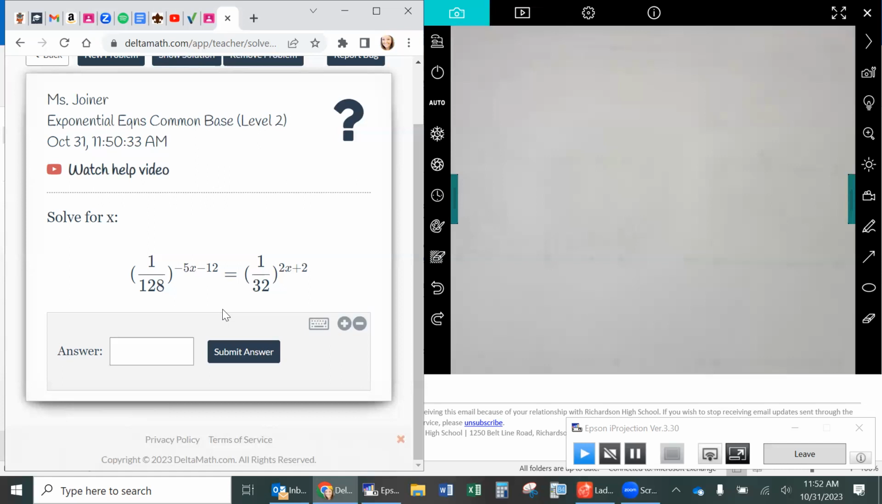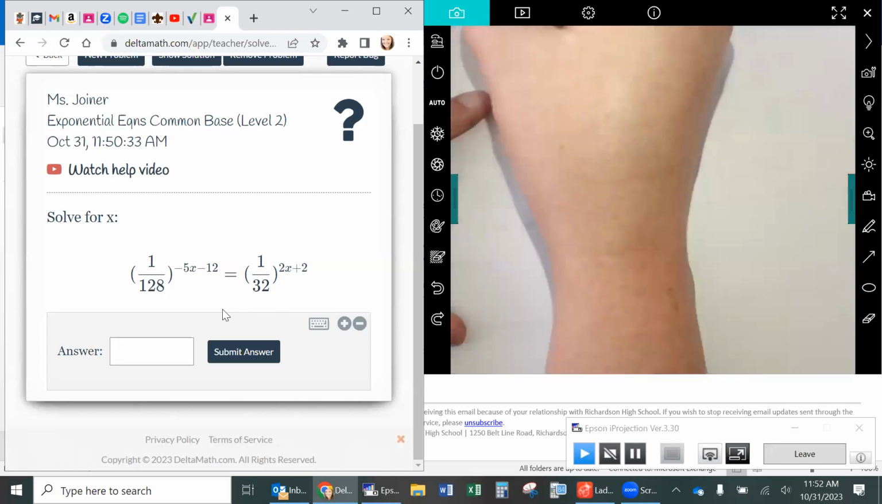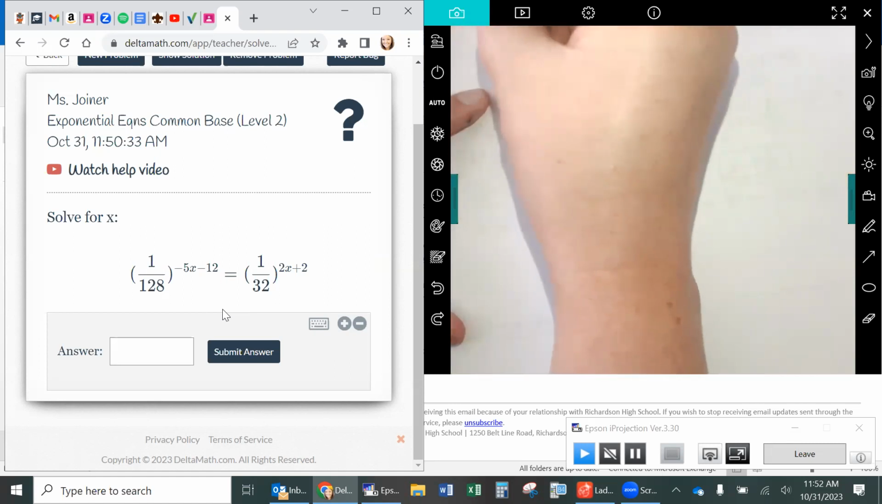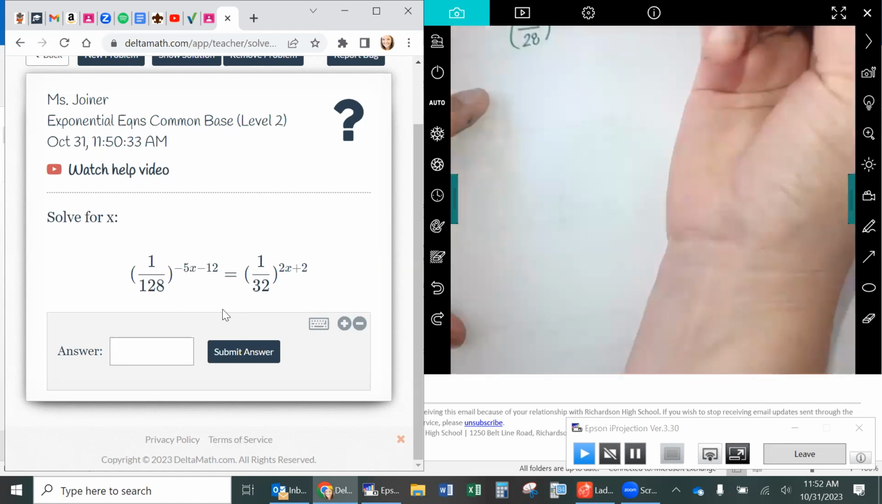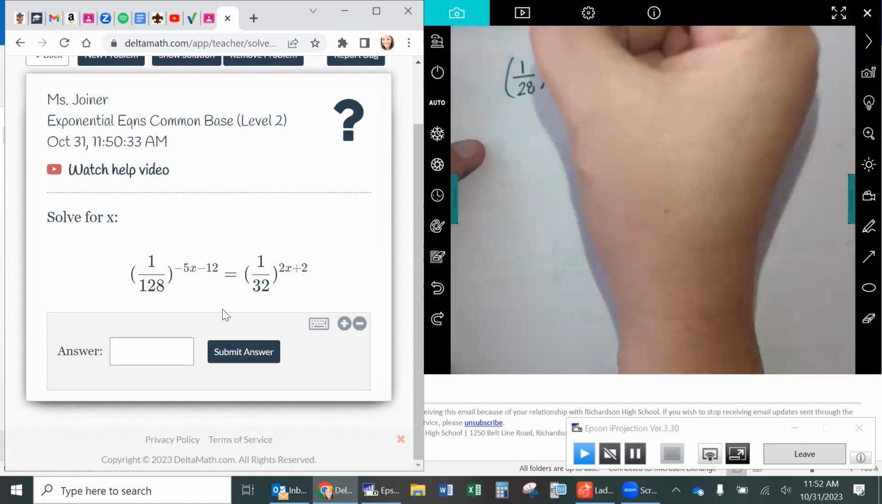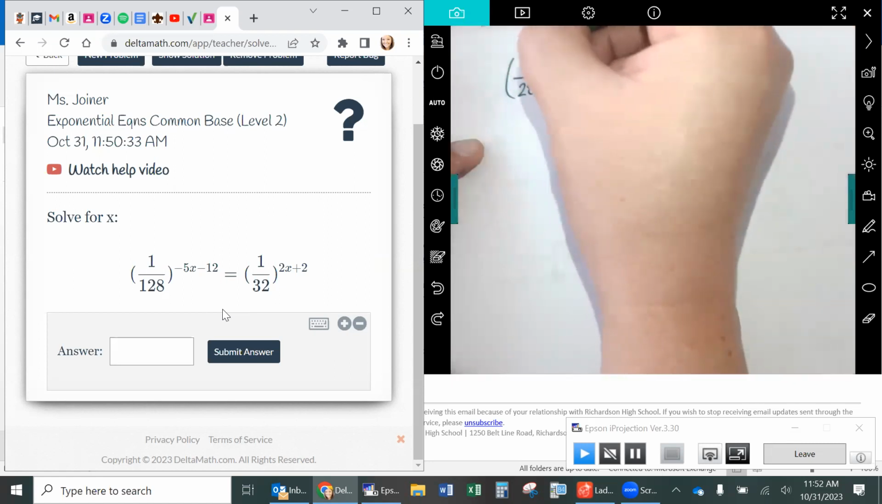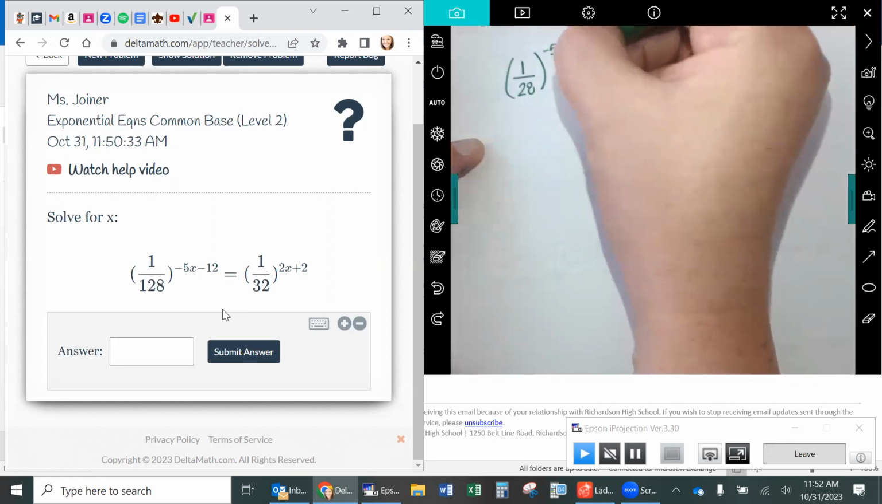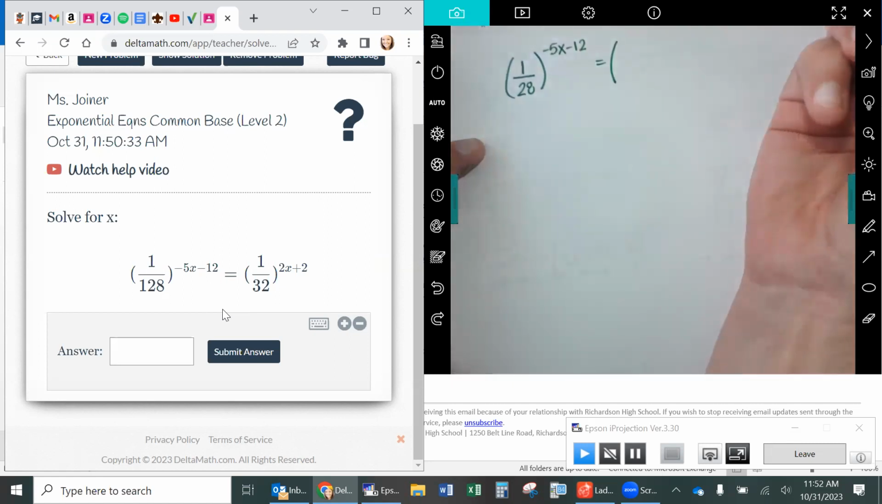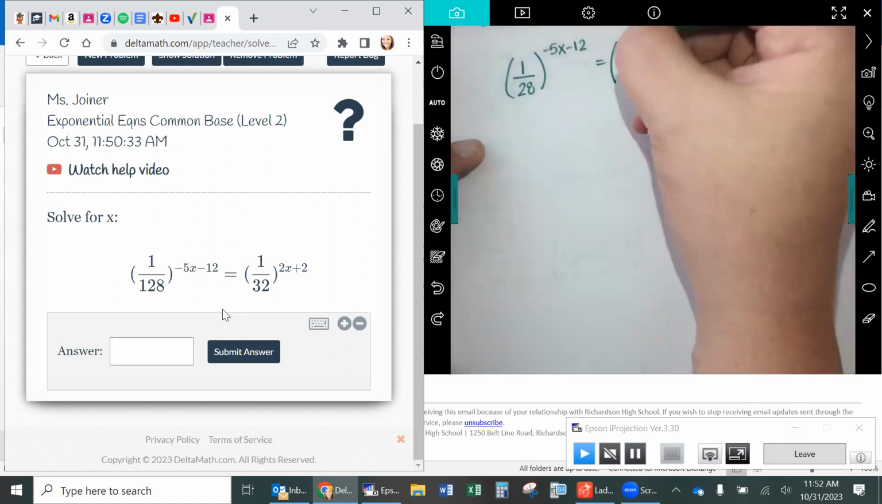Alright, can we do this one together? Alright, go ahead and write it down. It's 1/128. This is third from the bottom. Okay, I'm not gonna do all of it for you, but I'm gonna kind of start it for you because a lot of kids in second period got kind of lost. This is third from the bottom. It's the last level 2.